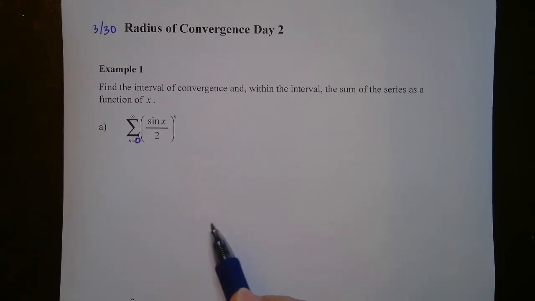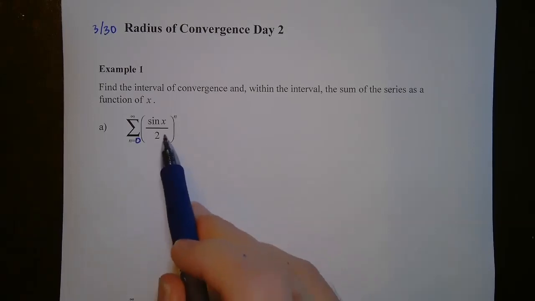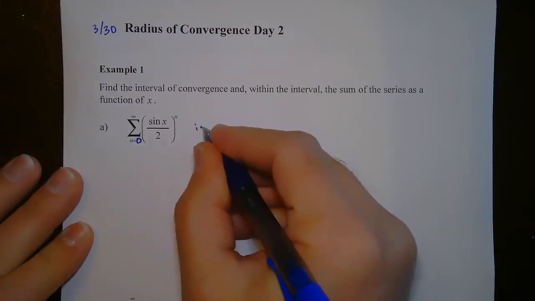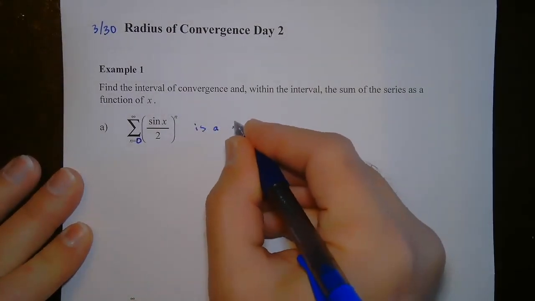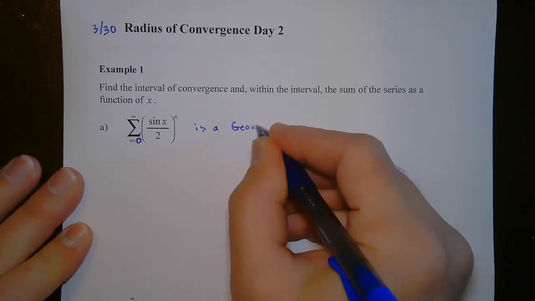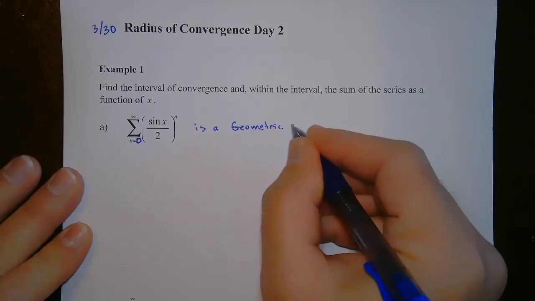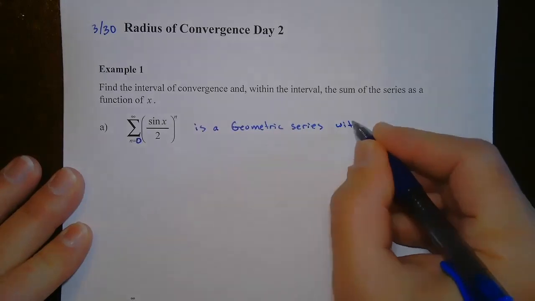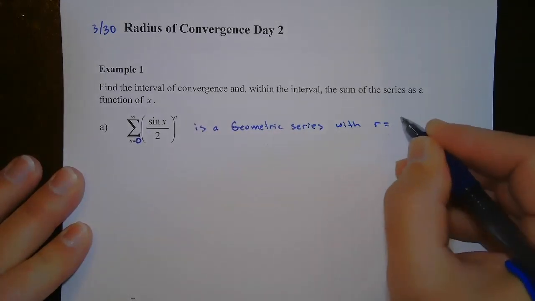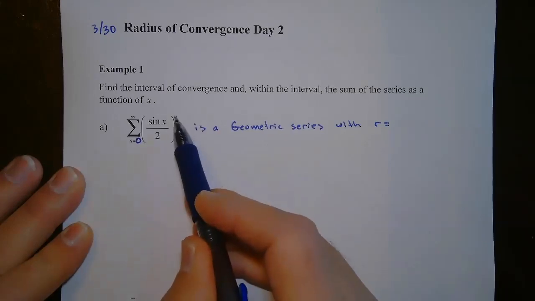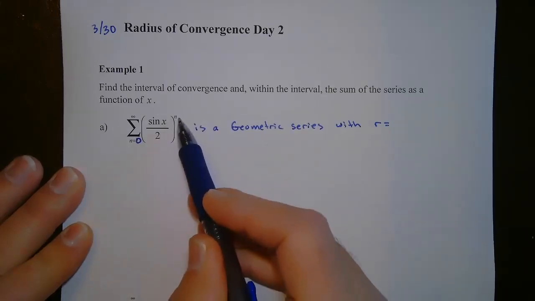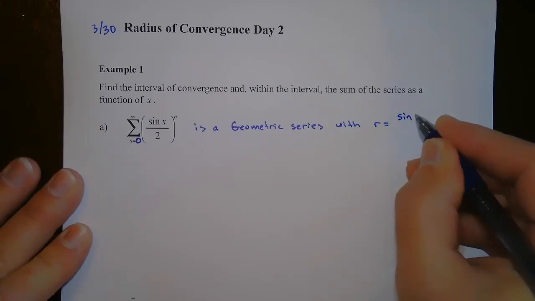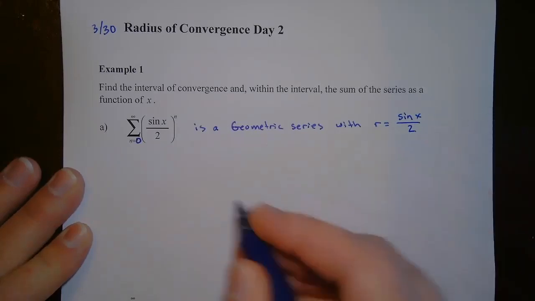We want to find the interval of convergence. What you have to notice is that this series right here is a geometric series with r equal to sine x over 2. If we put 0 in here, it'd be sine x over 2 to the 0, and then we'd put 1 in, and so we're multiplying by sine x over 2. So that's our r, sine of x over 2.